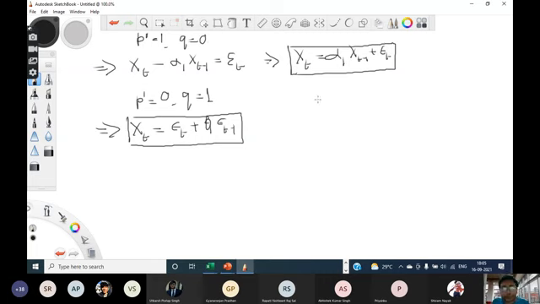Okay. So similarly for other values, let's say p dash equal to 3, q equal to 0, let us say. So in this case, our prediction model is going to be like this.